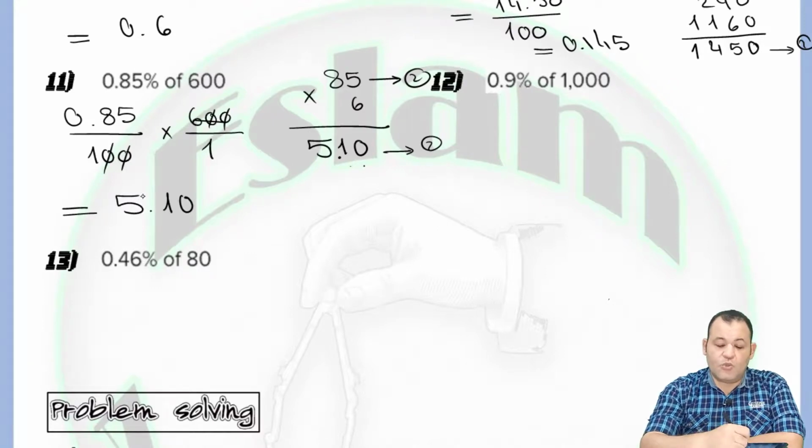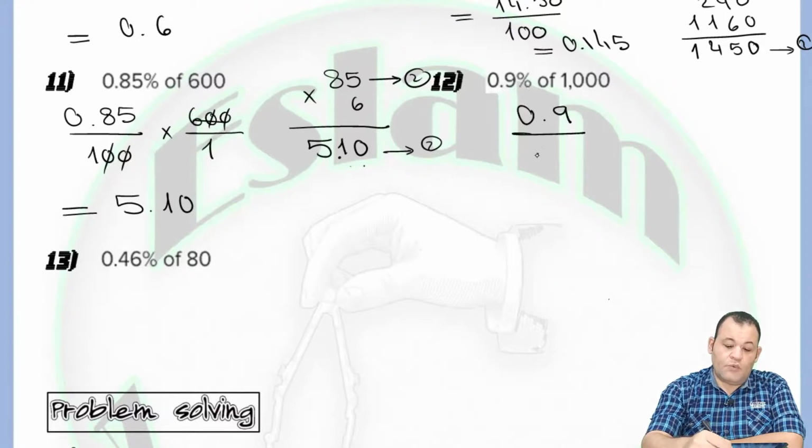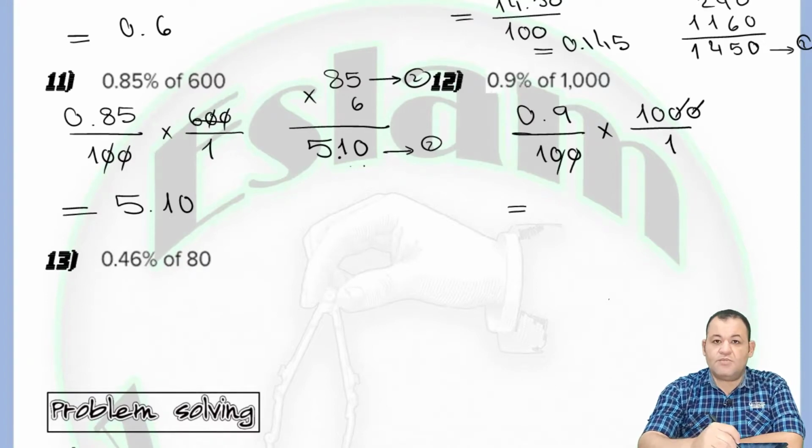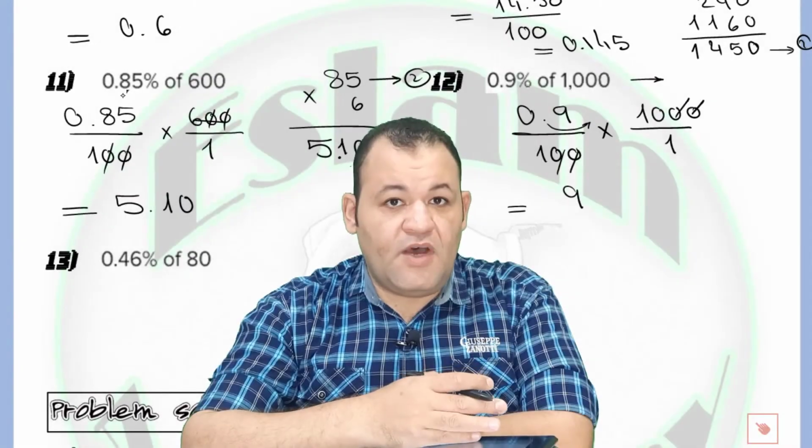So for number 12, in the same way, 0.9% of 1000. So it will be 0.9 over 100, and "of" means multiplication. 1000 will be 1000 over 1. Just remove 2 zeros and 2 zeros, so it will be equal to 0.9 times 10. When you multiply by 10, just move the decimal point one place to the right. So you will find that the answer will be equal to 9. And that's how we can find the percent of a number.